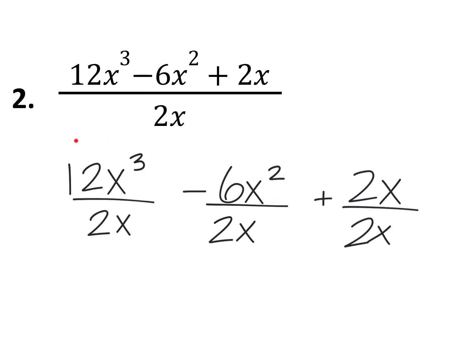First up, 12 divided by 2 is 6. So we have 6. And then this guy right here, x, what exponent does it have? It has a 1. So you are going to subtract these now. 3 minus 1 would give us x to the second power.